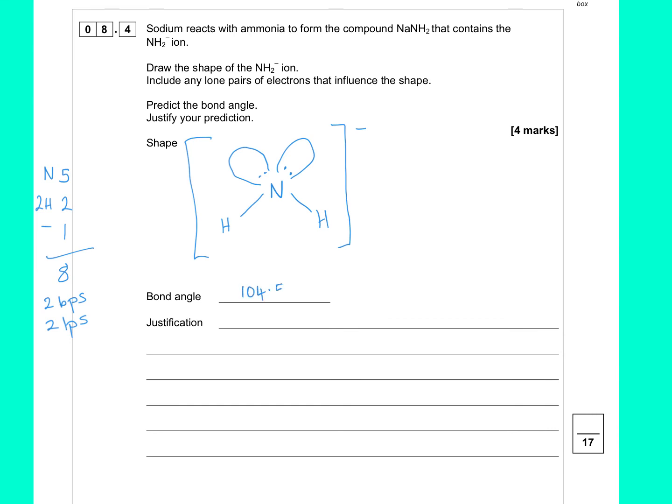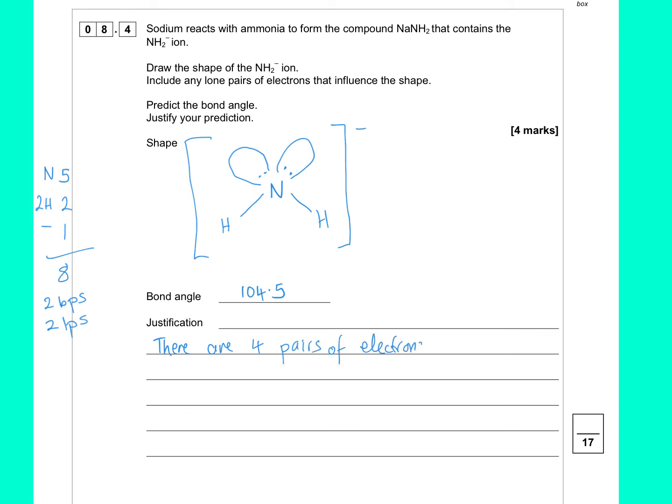The bond angle, therefore, is 104.5 degrees, because 4 sets of electrons would give you overall a bond angle of 109.5, but each lone pair reduces the bond angle by 2.5 degrees. So we take off 2 lots of 2.5, so take off 5 from 109.5 and you get 104.5.